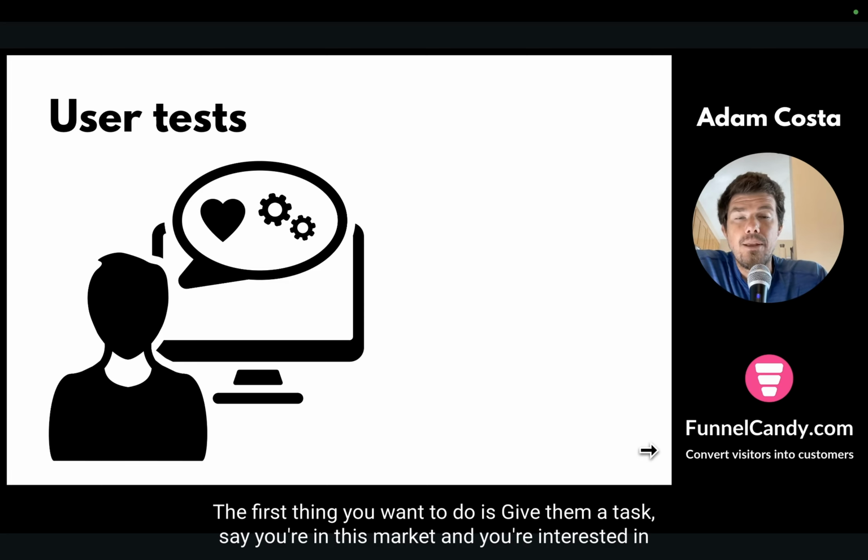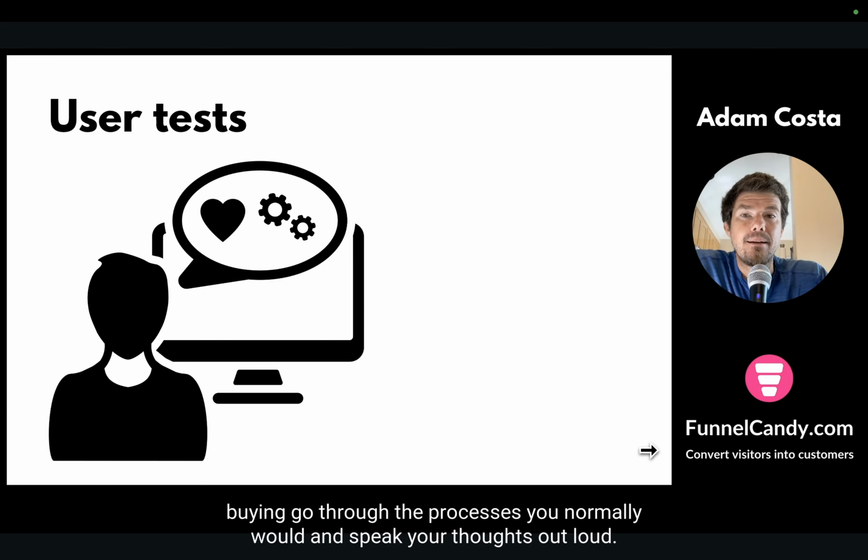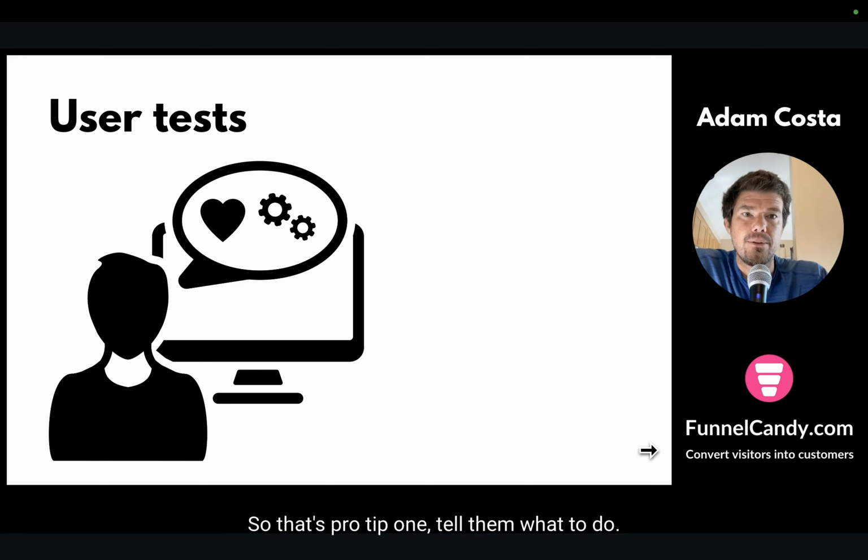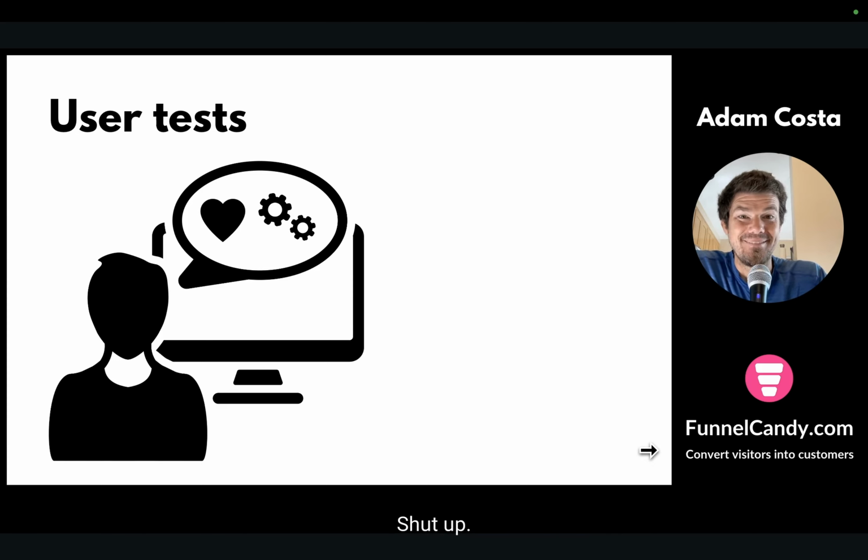Say you're in this market and you're interested in buying. Go through the process as you normally would and speak your thoughts out loud. So that's pro tip 1. Tell them what to do. Pro tip 2 is the hard part. Shut up. Seriously, don't say a word.